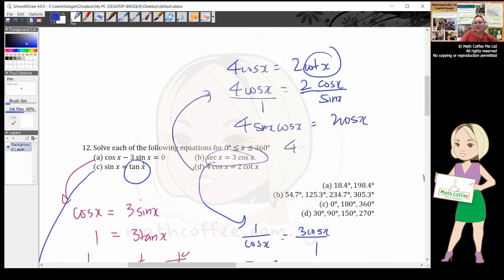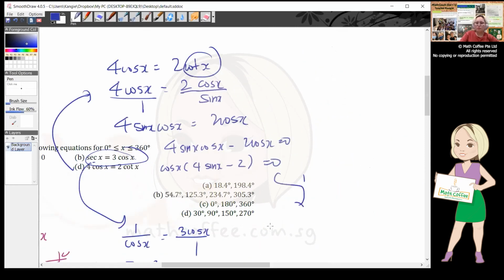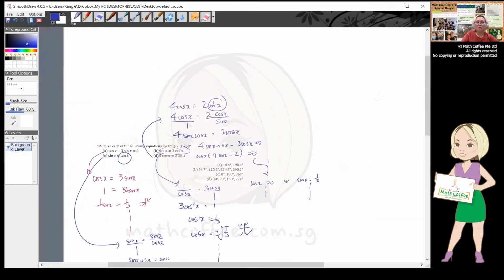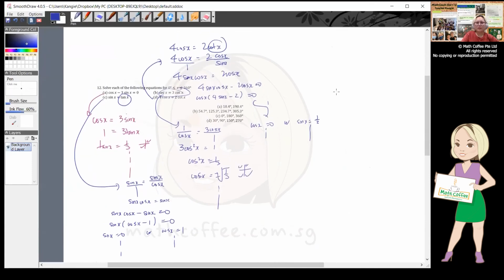Everything throw to the left-hand side. So 4 sine x cosine x minus 2 cosine x equals 0. Take out common factor cosine x: cosine x times (4 sine x minus 2) equals 0. Again, I have two answers: cosine x equals 0 or sine x equals 2 over 4, which is half. Then the rest you can do. I'm only helping you on the first part. The rest is always similar.